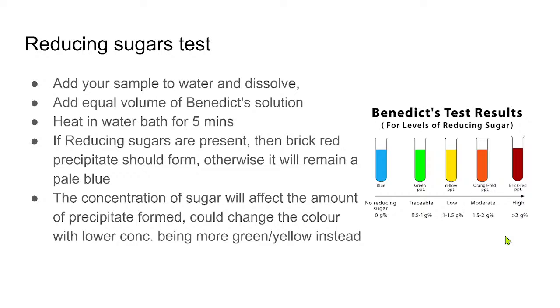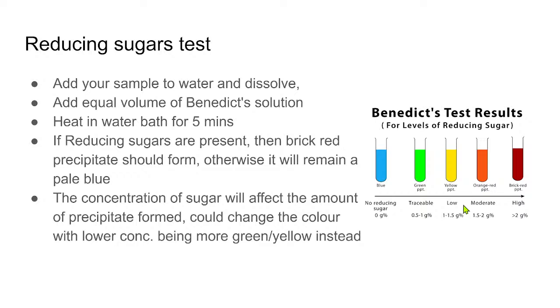So, how do we test for sugars? The main one is the reducing sugars test. Add your unknown sample to water and let it dissolve. Then add an equal volume of Benedict's solution. This is a chemical that will react with the sugar. You'd heat it for 5 minutes, putting it into a water bath, probably around 40 degrees C. And then if the reducing sugar is present, you will find a brick red precipitate forming.